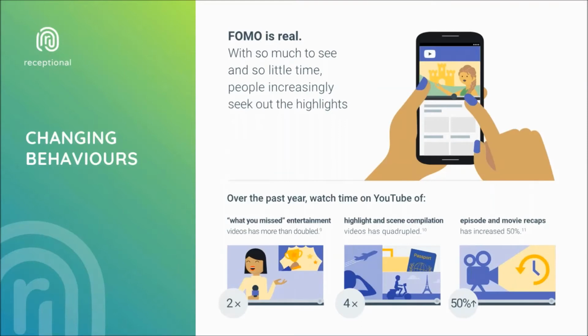But also, what's driving that growth in the explainer videos and the behind the scenes bits and pieces? Fear of missing out, FOMO. As you can see on the slide, FOMO is real. So essentially, what is FOMO? As I said, the anxiety that an interesting or exciting event is happening elsewhere, and often that's driven by social media posts. But because of that, we're then watching more related to what we missed: videos, highlights and scene compilations, and episode and movie recaps as well.